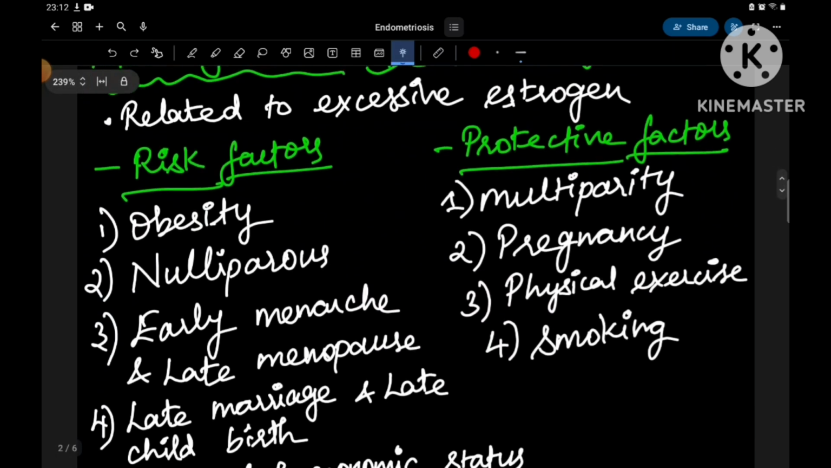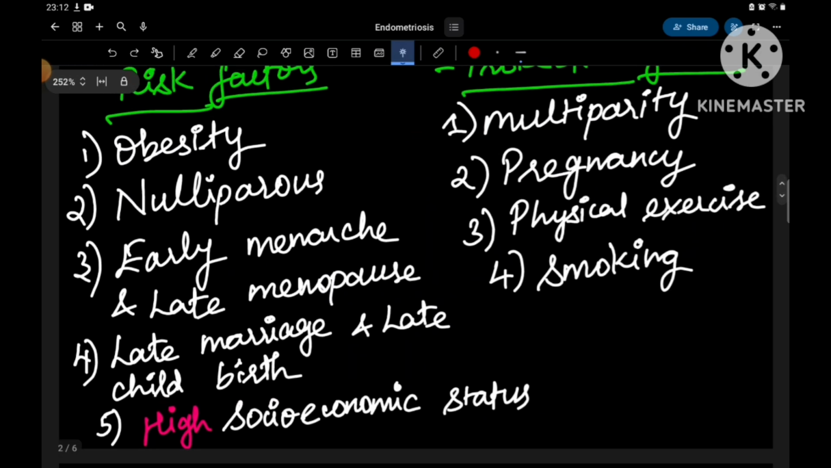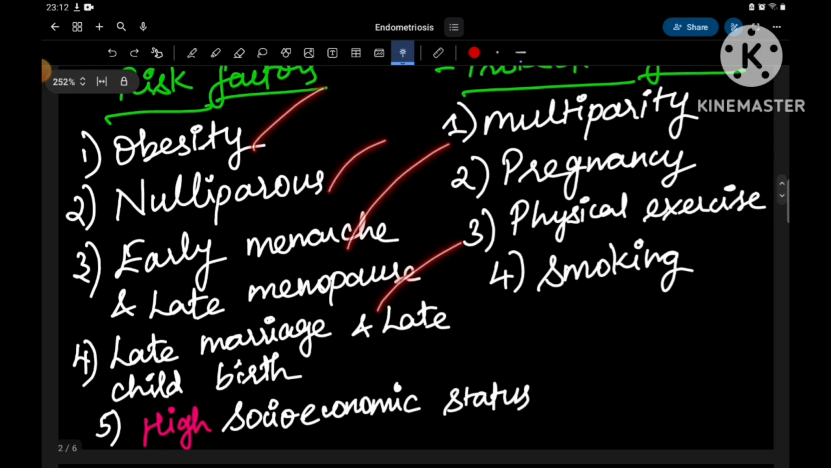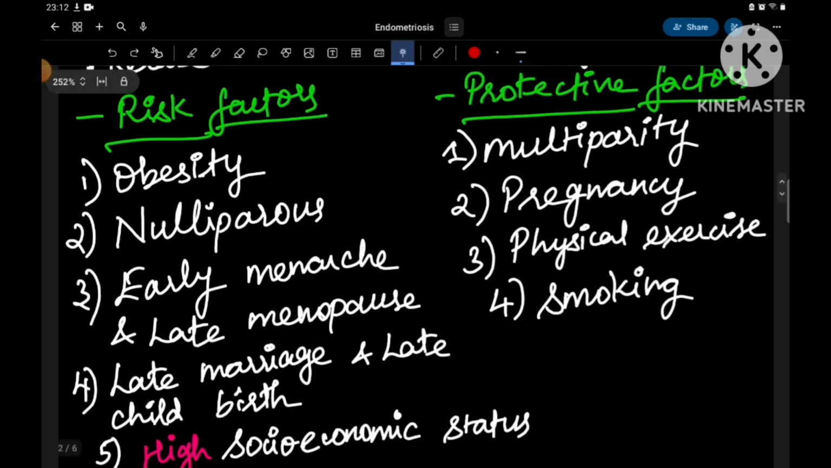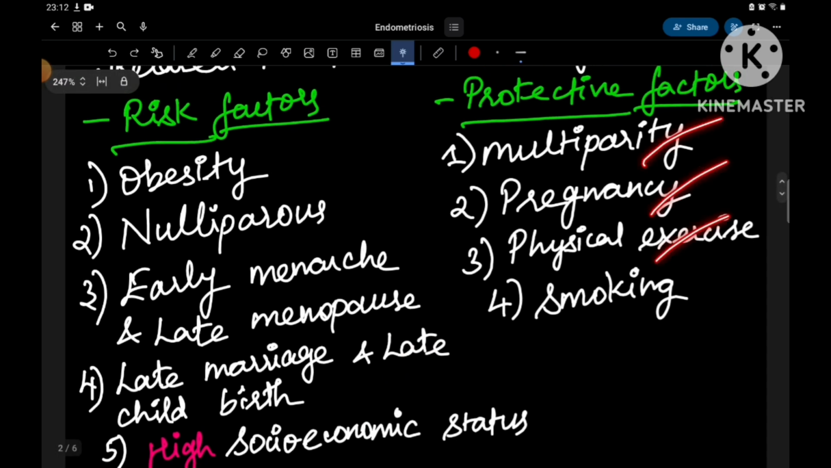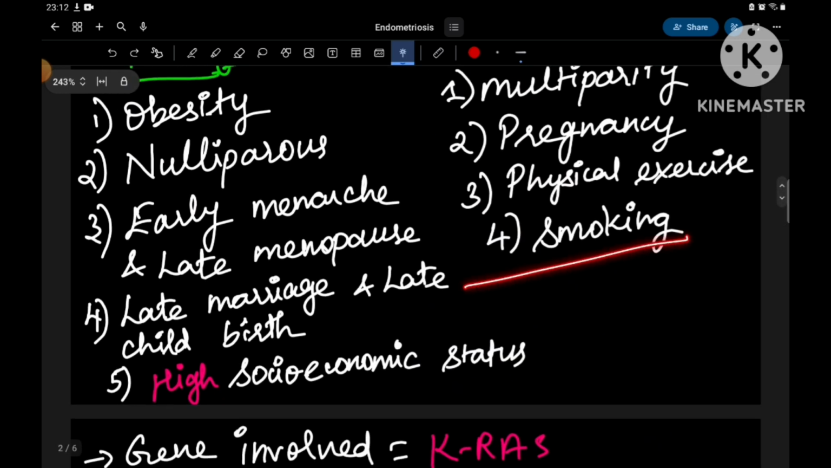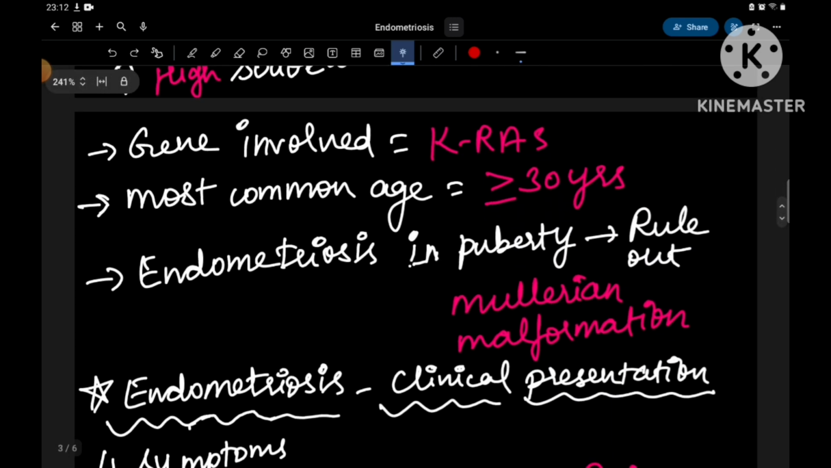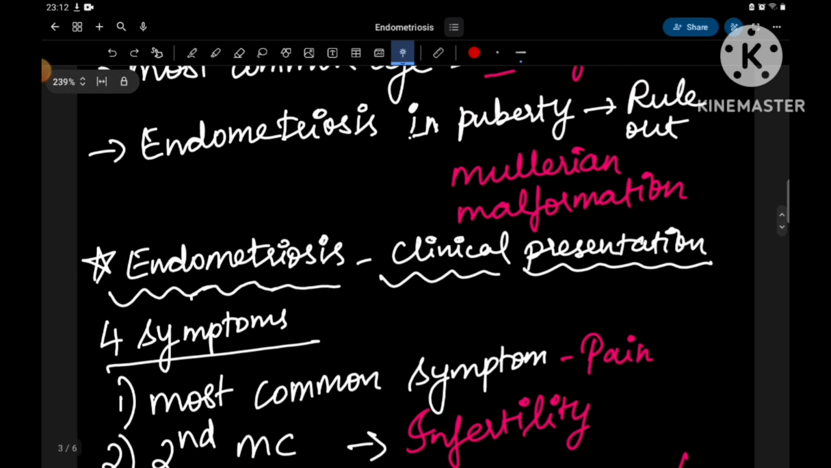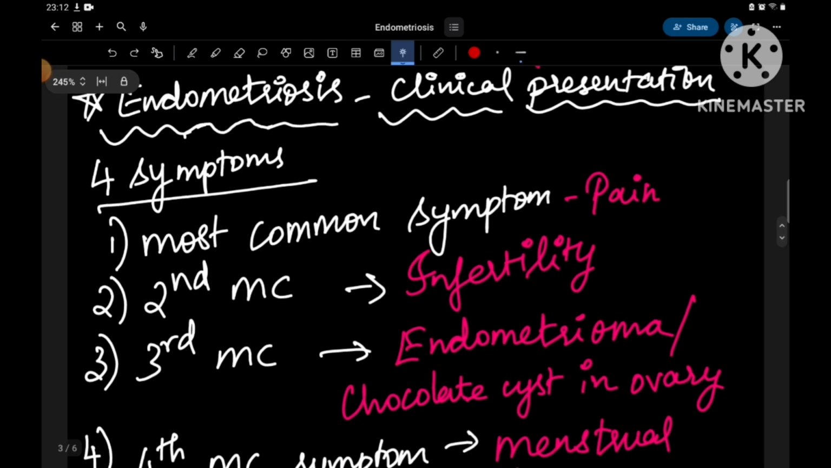The risk factors and protective factors we saw: obesity, early menarche, late menopause, late marriage and late childbirth, high socioeconomic status. And the protective factors are multiparity, pregnancy, physical exercise, smoking. Smoking is not advised, it's just for ruling out the differential diagnosis. Gene involved, KRAS. Most common age is more than or equal to 30 years. Endometriosis in puberty: when it presents in puberty, you have to rule out mullerian malformation.